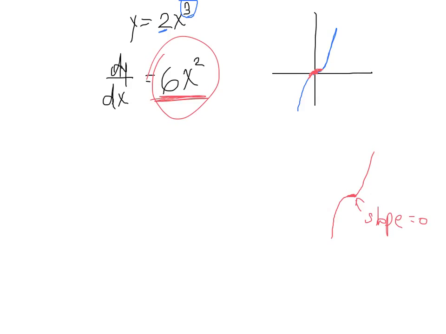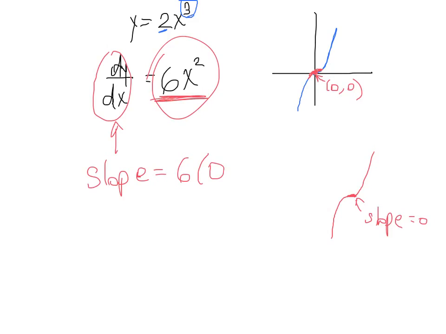Well, what is x at that point? As you can see, since it's the origin, x is 0. We don't care much about what y is, but y is also 0. All right, so x is 0, which means that this, which tells you the slope, is equal to 6 times 0, because remember, x is 0 squared. So our slope is equal to 0.